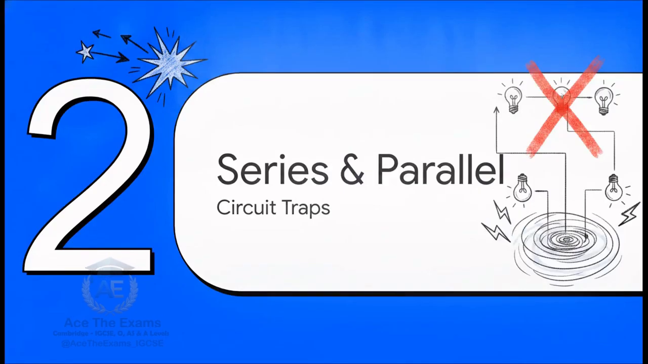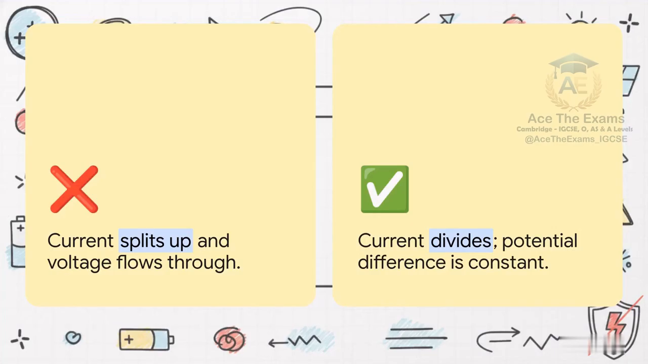Section 2. Series versus parallel traps. All right, let's escalate the stakes a bit. Because ordinary revision usually completely falls apart when we step out of simple series loops and enter our first major trap area, parallel circuits. And this brilliantly illustrates exactly what goes wrong.